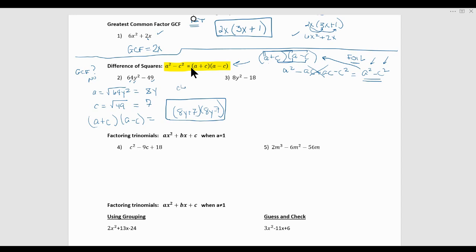Again, you can always check that by multiplying these two factors together, distributing them, and you should come back to your original expression of 64y squared minus 49. Okay, let's move on.